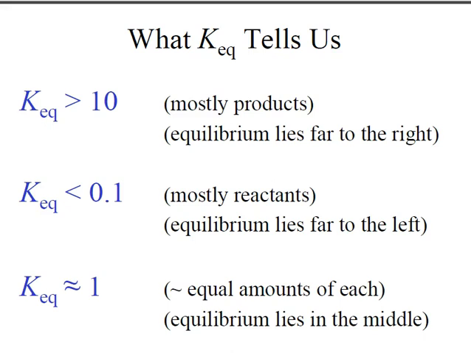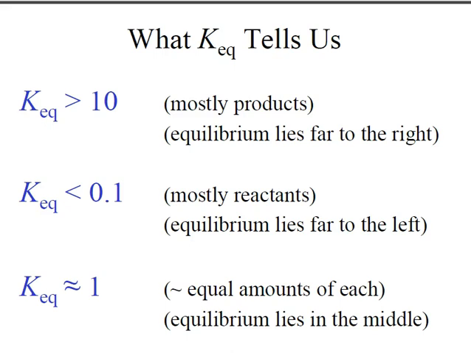Okay, so to summarize that, if K is greater than 10, now we can say greater than 1, but if it's like around 2 or 3, that's still kind of close to 1. So we're trying to broaden it out a little bit more. If it's greater than 10, or 1 times 10 to the first power, then we can say that at equilibrium, the system contains mostly products. Another way to say that is the equilibrium lies far to the right. If you think about the reaction, the right-hand side is where the products are.